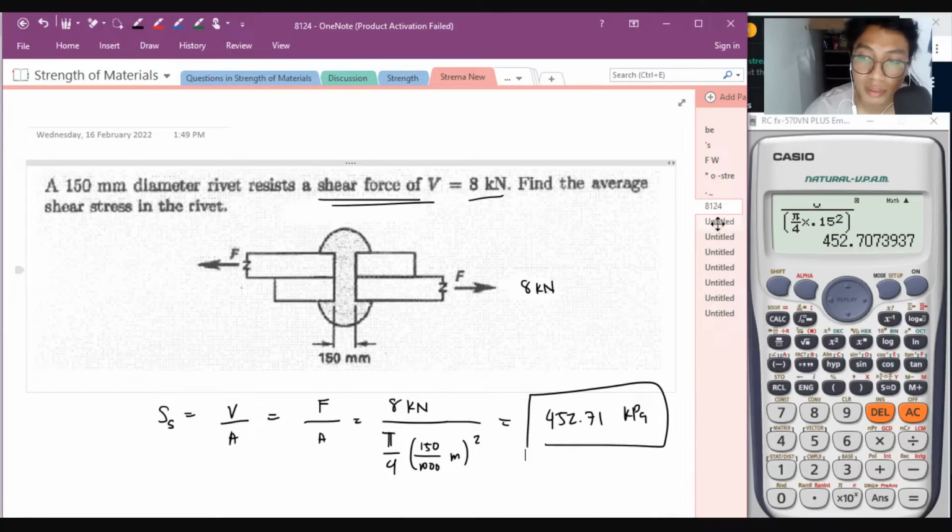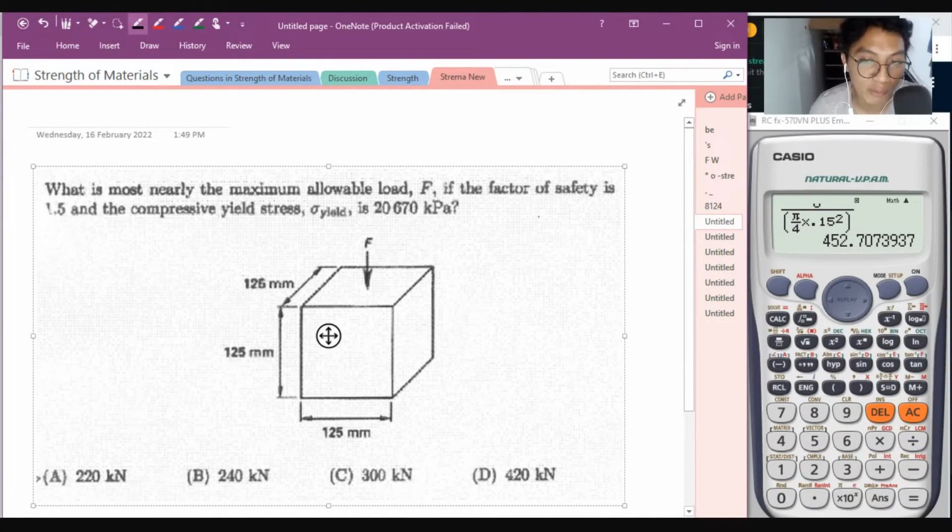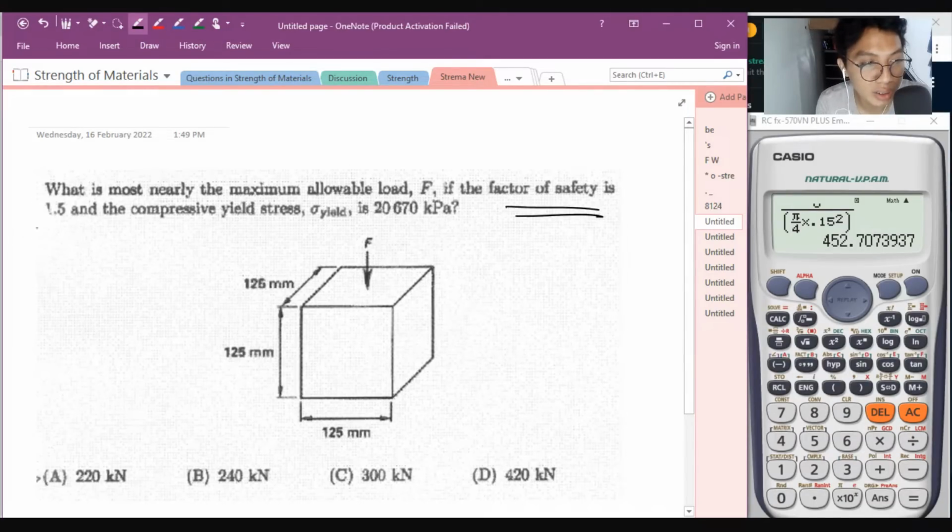Next one. So what is most nearly the maximum allowable load if the factor of safety is 1.5? Tama ba 1.5 yung nasa kopya ko? Factor of safety is 1.5. Tama. And the compressive yield stress or yield is 20,670 kPa.